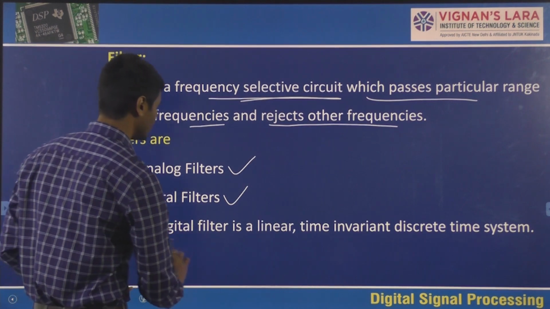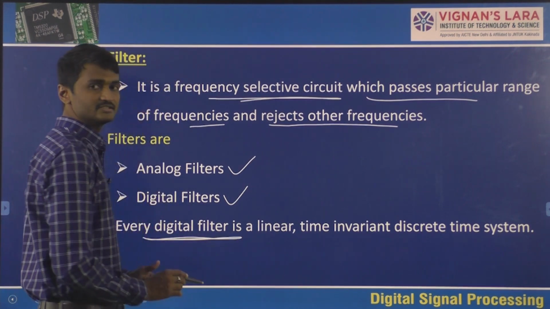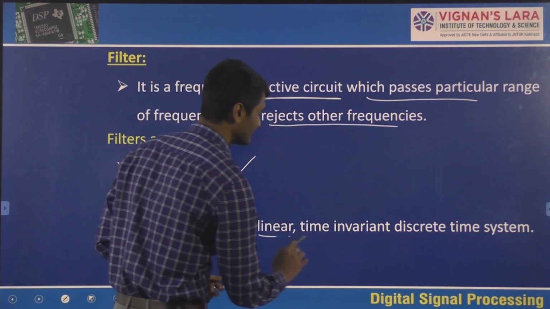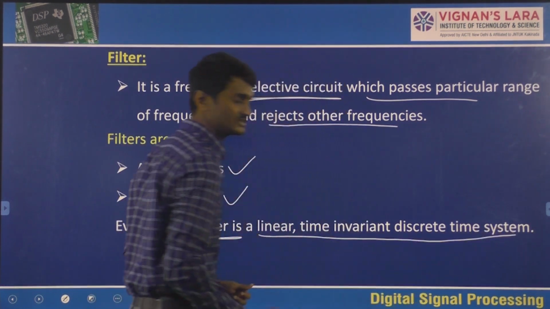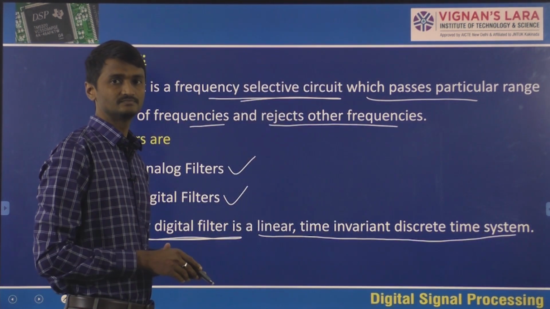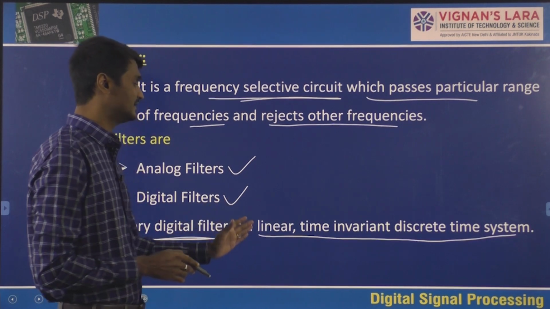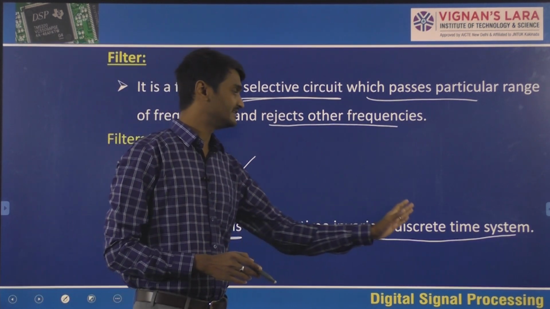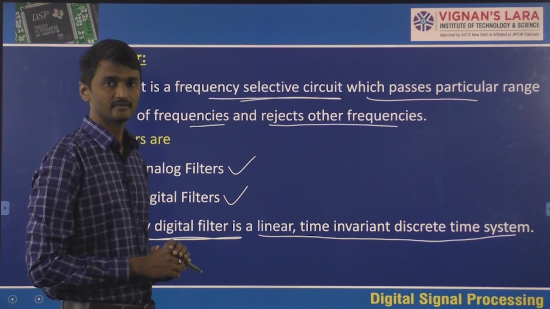Every digital filter, please remember, is a linear time invariant discrete time system. Simply it is an LTI system. So every digital filter is a linear time invariant discrete time system. Okay.